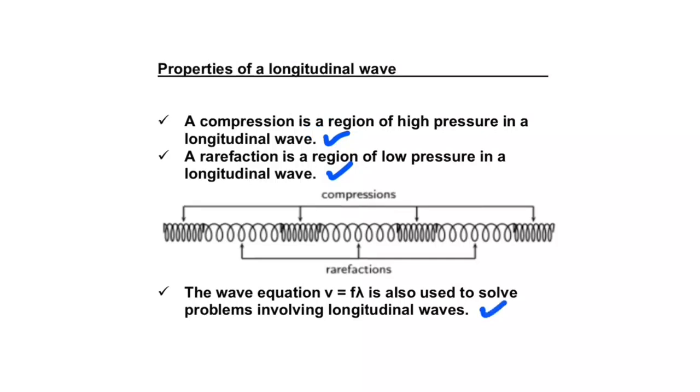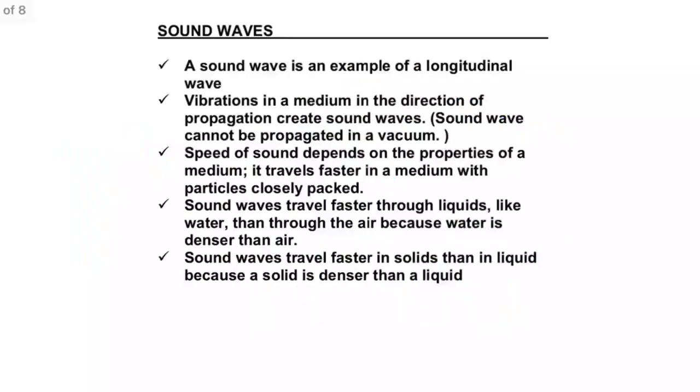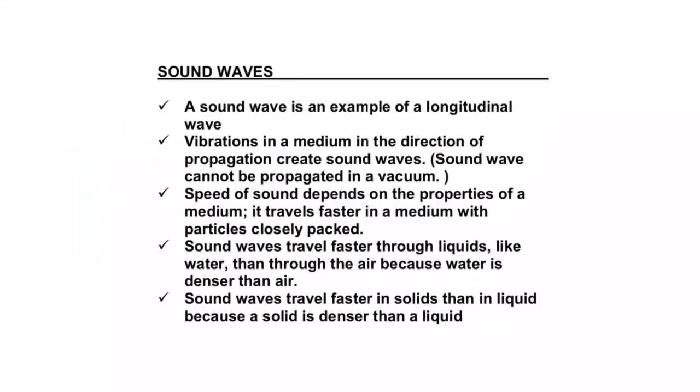A good example of a longitudinal wave is sound wave, and we are going to talk about that next. So let's go ahead and take a look. A sound wave is an example of a longitudinal wave, as I have stated, and vibrations in a medium in the direction of propagation create sound wave. Sound waves cannot be propagated in a vacuum. That is the second thing you need to note.